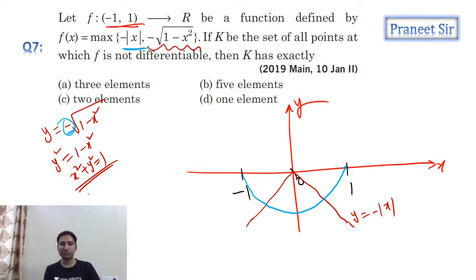But out of this, which one is maximum, he is asking. Maximum means upper part or lower part, guys. Out of these two, the upper part is this. Clear? Out of these two, the upper part is this, like this. Clear now? Understood?